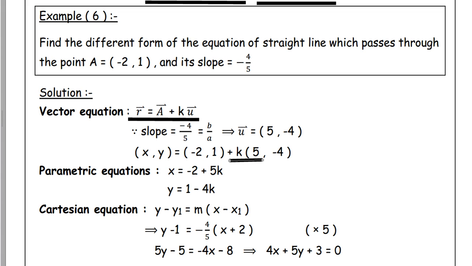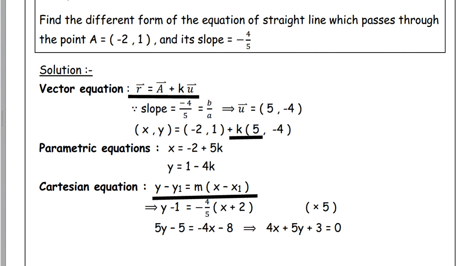The Cartesian equation: y minus y1 equals m by x minus x1. So y minus 1. And as we said before, x1 and y1 is the point, m is the slope, x and y still as they are. So y minus 1 equals negative 4 over 5 by x plus 2. Multiplying by 5 to get rid of this fraction, multiplying by its denominator: 5y minus 5 equals negative 4x minus 8. By another way, 4x plus 5y plus 3 is 0.